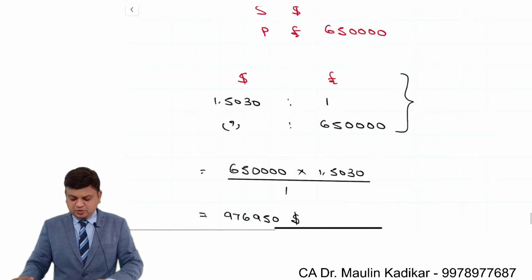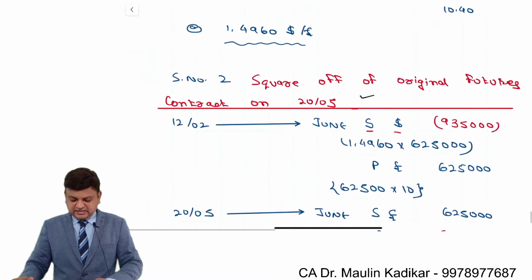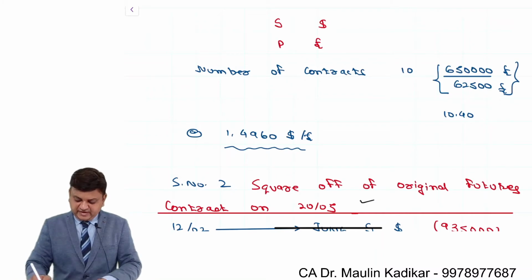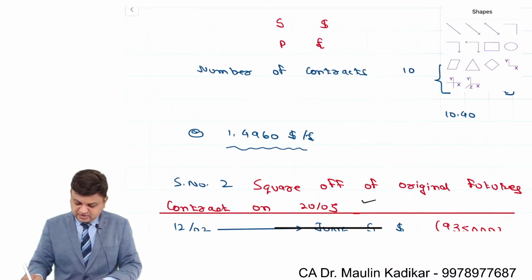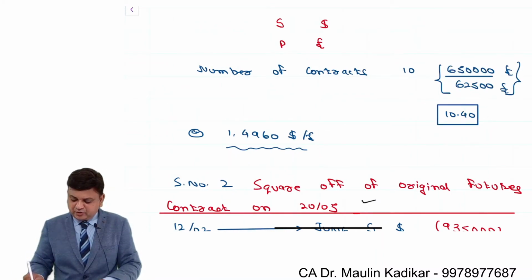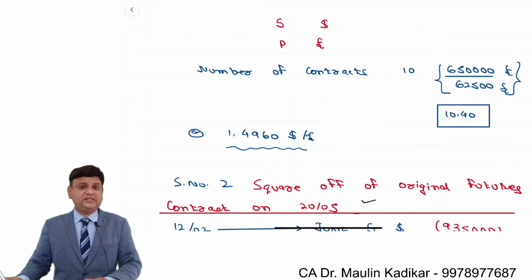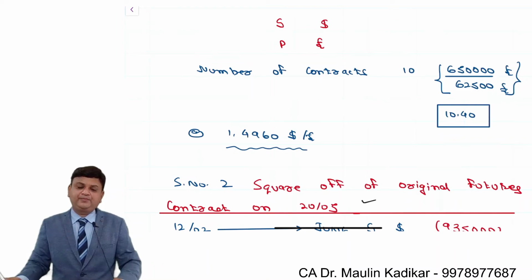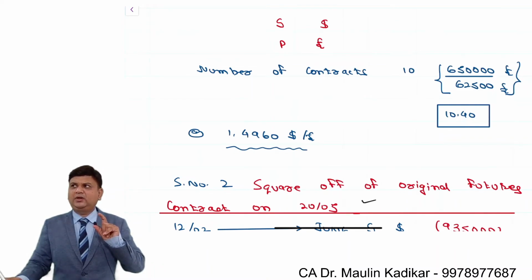Now importantly, the students have a point that, sir, over here instead of 10.4 we have entered into 10 contracts. Then what about the remaining 0.4 contracts? In a way, we have entered into the transaction for less amount of the pound. Then for the shortfall, we are supposed to enter into forward contract. Is it like that? The answer is no.